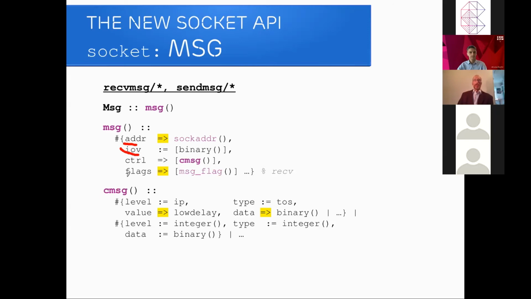You also have flags for received messages. You can get, for instance, a message flag sending for SCTP saying this was the end of a record. Here we also have the control messages, also known as ancillary data.